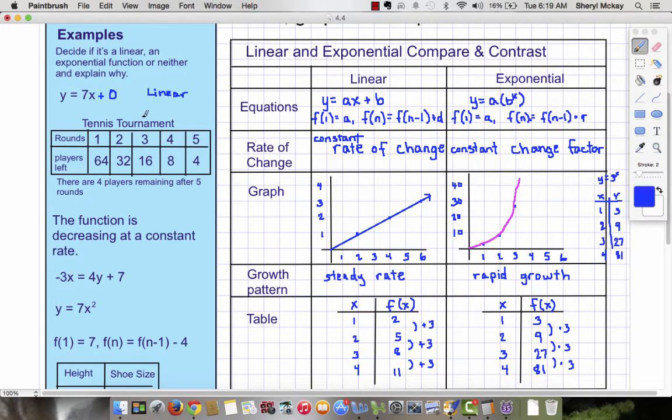Okay, let's look at the next one. Tennis tournament. Take a look at that one. You can see that there are rounds and there's a number of players left. So in the first round, there are 64 players left. In the second round, there are 32 players left. In the third round, there are 16 players left. In the fourth round, there are 8 players left. In the fifth round, there are 4 players left. So at the end of 5 rounds, there are 4 players left. So is this a linear, an exponential, or neither?